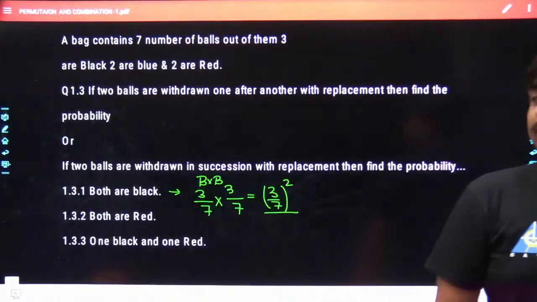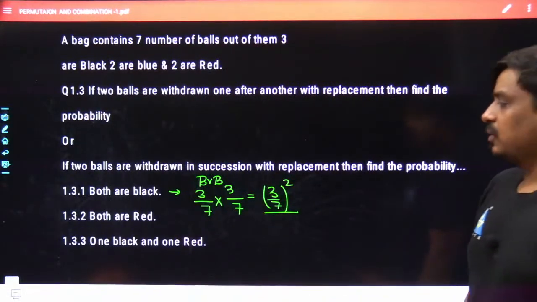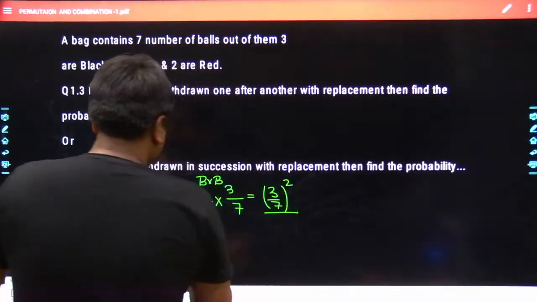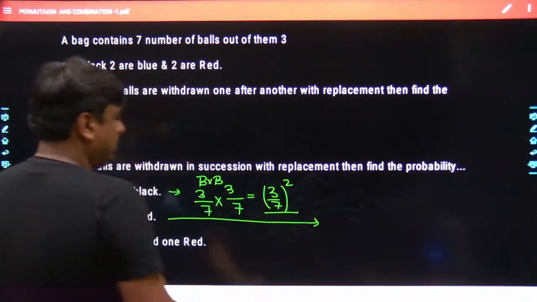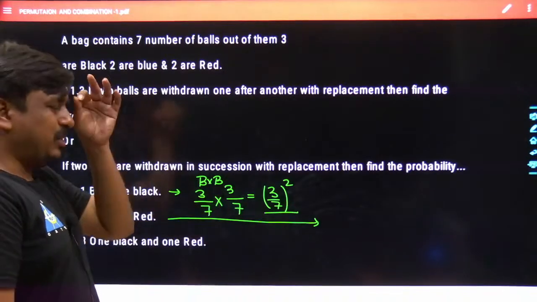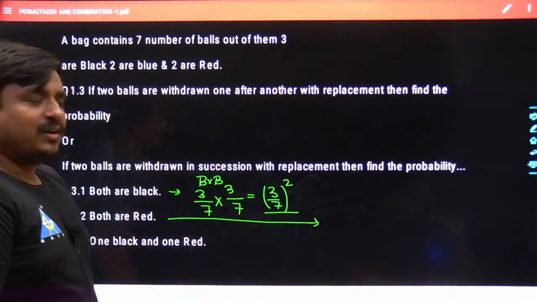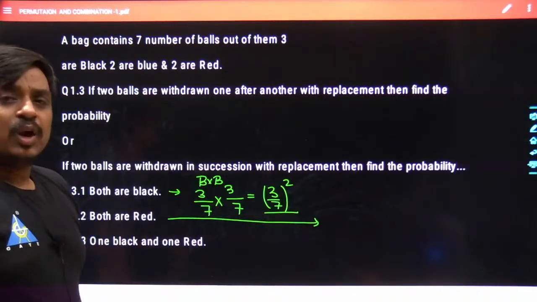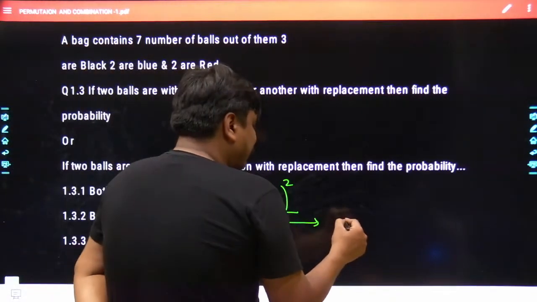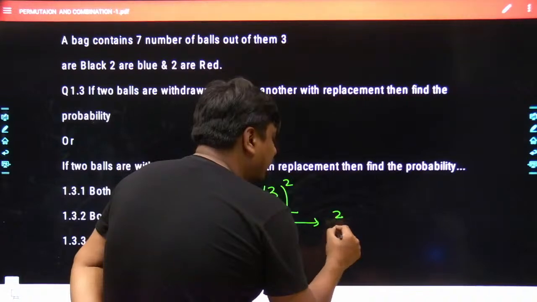So I don't think any student would have any doubt till this point. Both are red. Yeah, it's a piece of cake. I don't think the students who have been following me for maybe the last 2 hours would not be able to get this answer. My dear friends, both are to be red. What does that mean? That means the first ball has to be red. How many red balls did we have? We had 2 red balls.